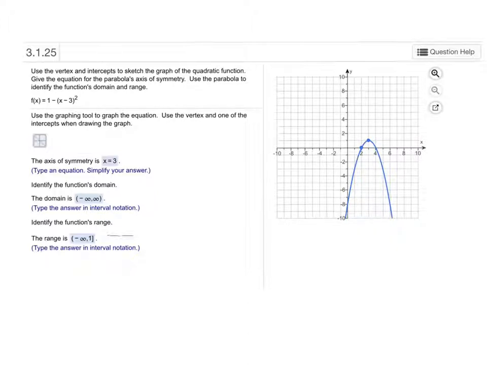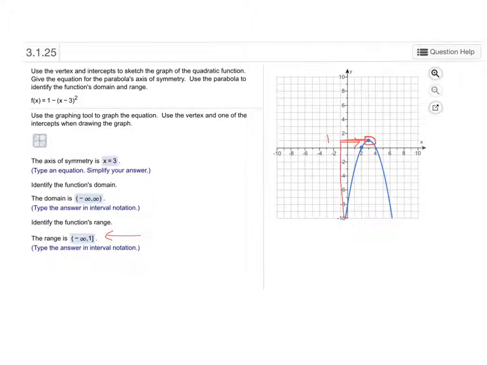Now we want to identify the range. The range corresponds to the y values. So how high will the graph go and how low will the graph go? So as we can see, if we look from top to bottom of this graph, the graph cannot go any higher than this point right here. And that corresponds to 1 on the y-axis. So it can't go past 1 on that y-axis.